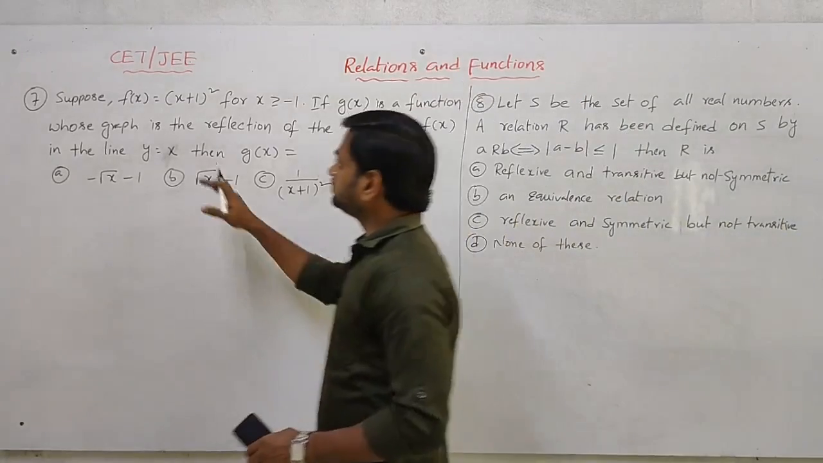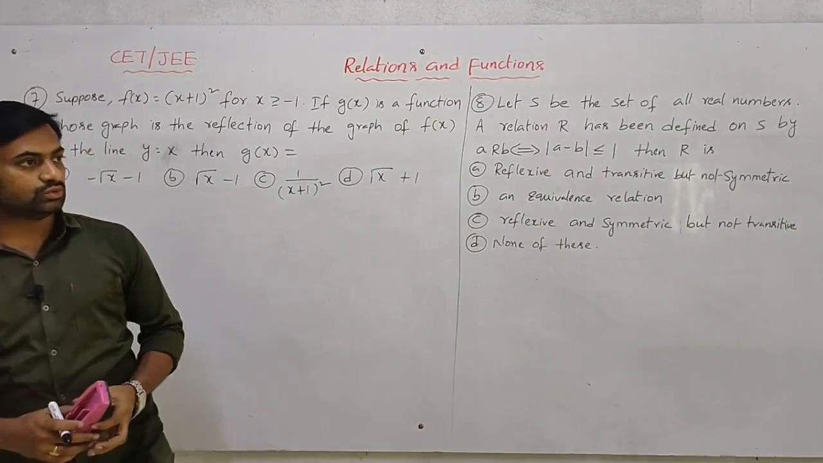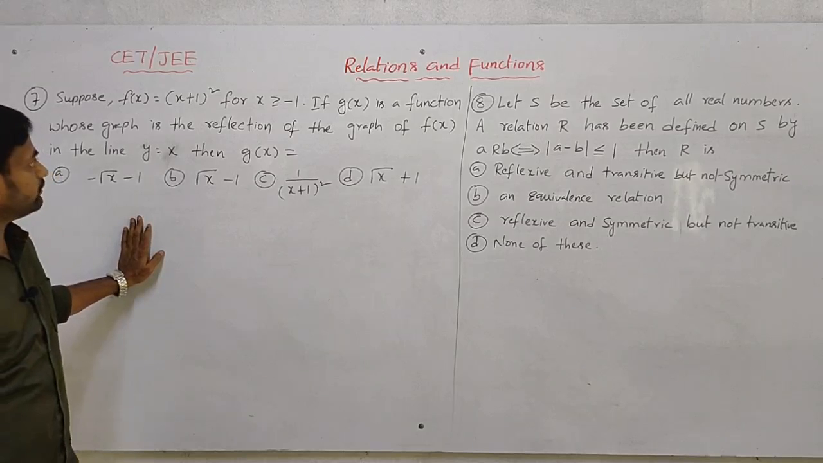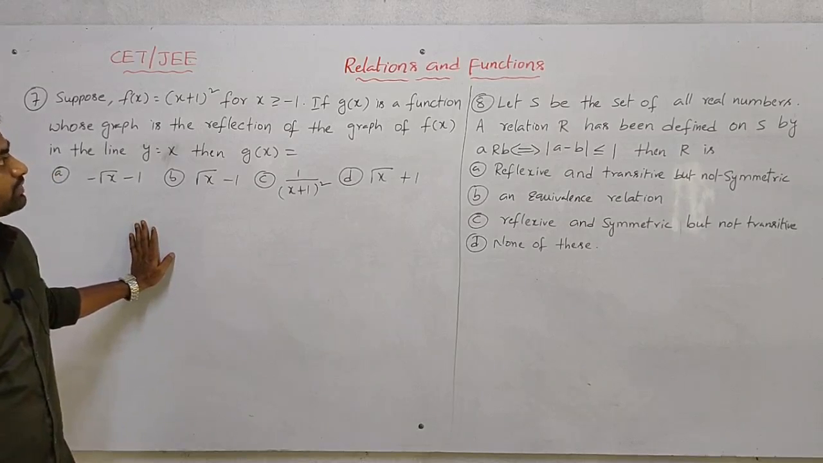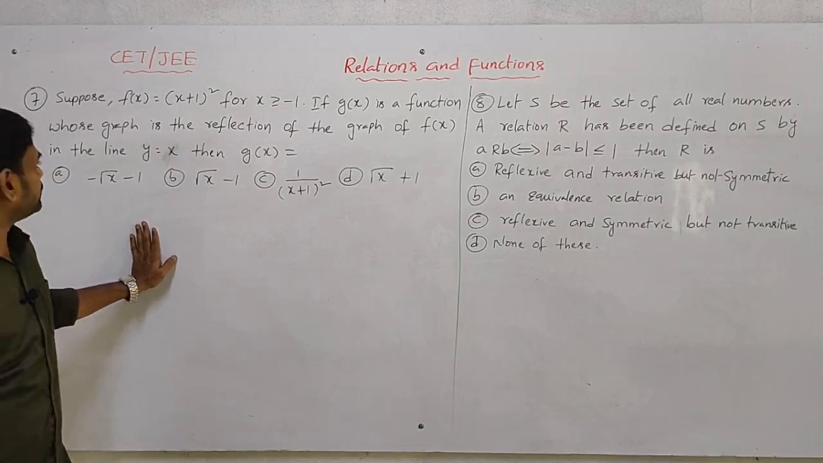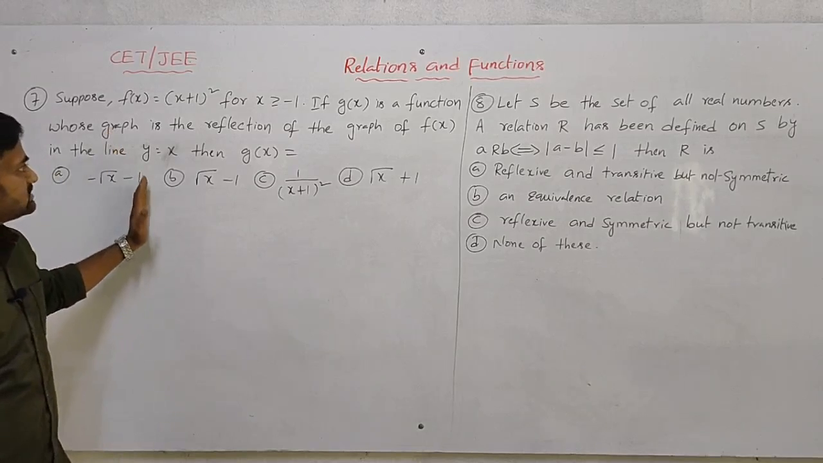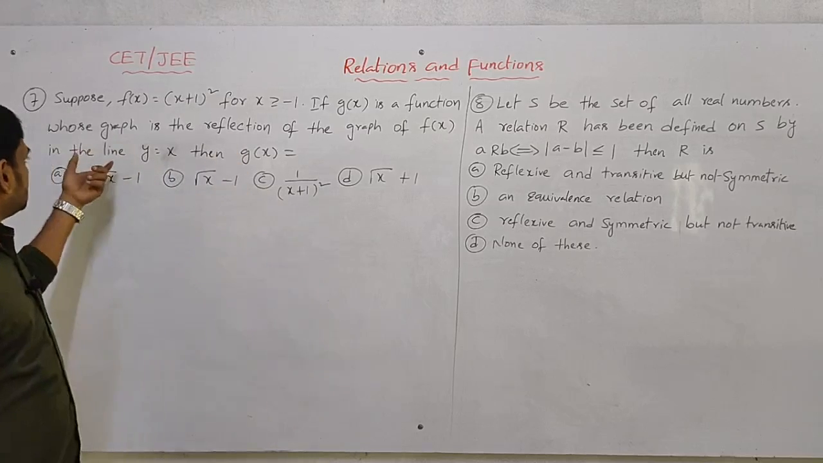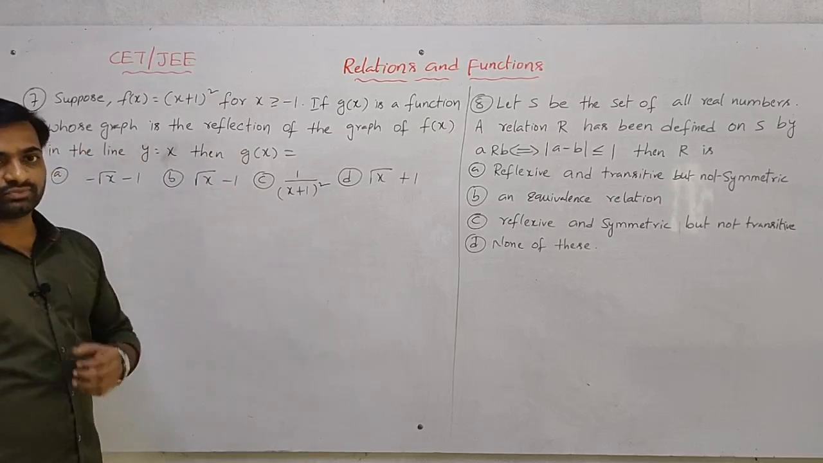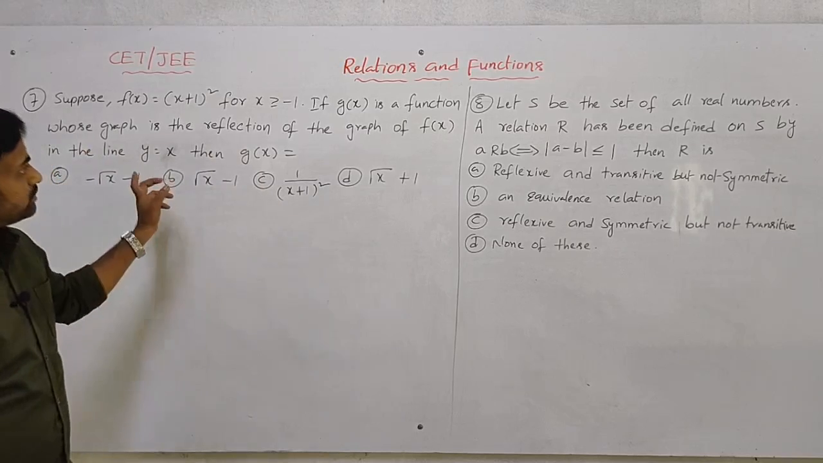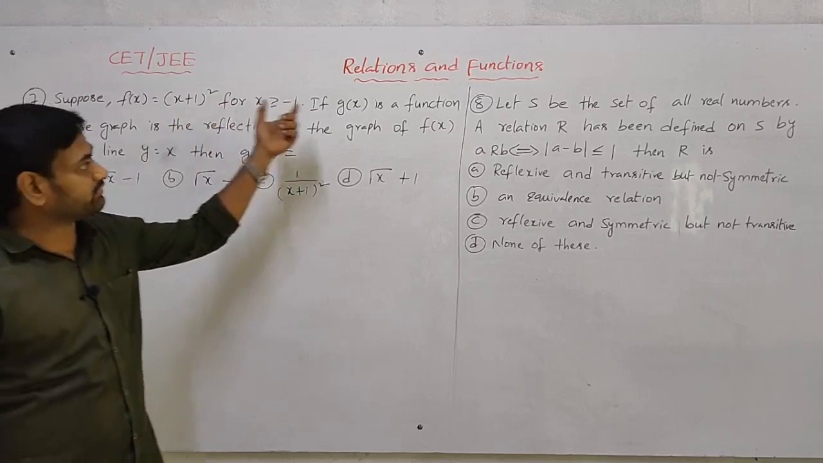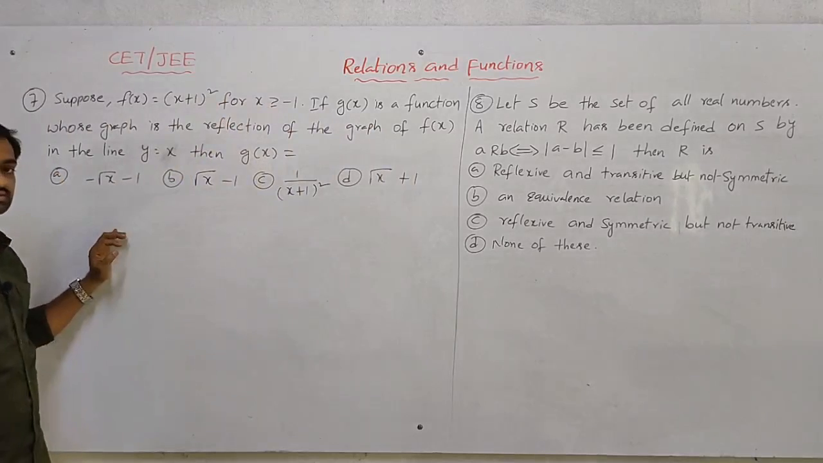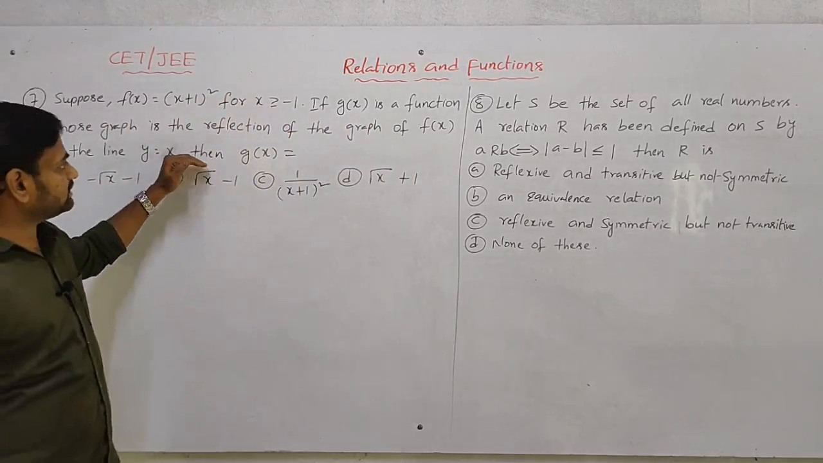Say the next one. Suppose f of x equals (x plus 1) whole square for x greater than or equal to minus 1. If g of x is a function whose graph is the reflection of the graph of f of x in the line y equal to x, that is, the inverse, then we have to find g of x.